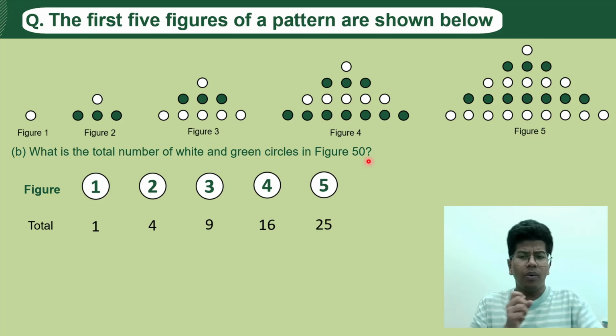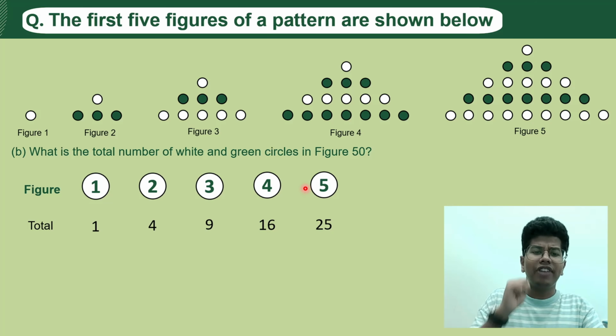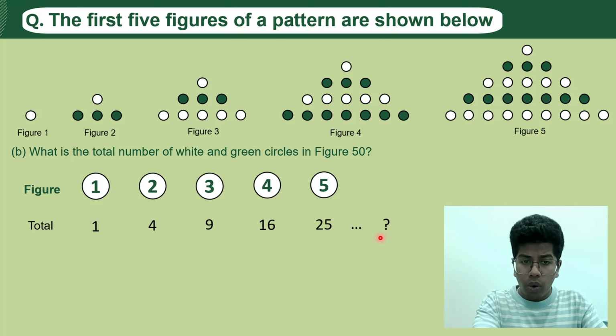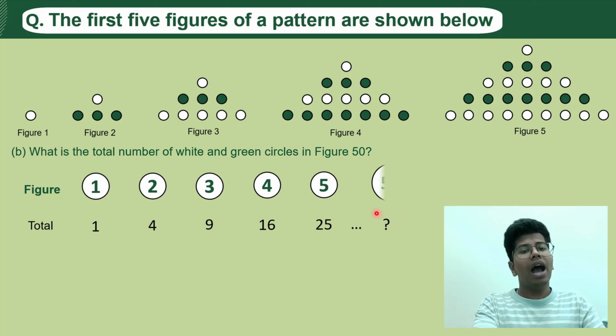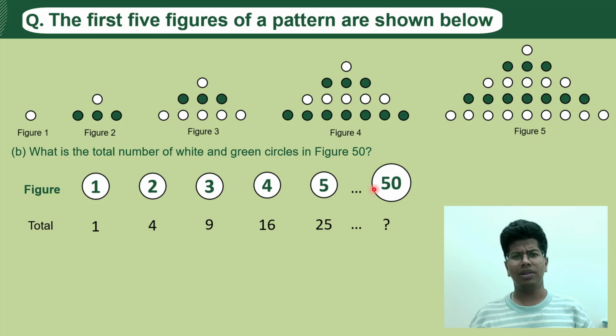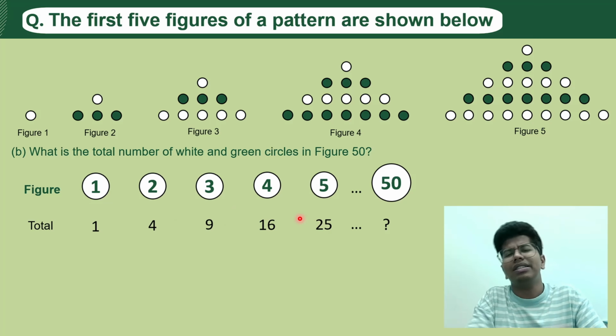See, figure 1 has one circle. Figure 2 has a total of 4 circles. Figure 3 has 9. Figure 4 has 16 and figure 5 has 25. The question is asking me the total number of white green circles in figure 50. Now, here, if I just check the numbers, it's quite difficult to understand what the actual pattern is because it's not the same difference I can observe.